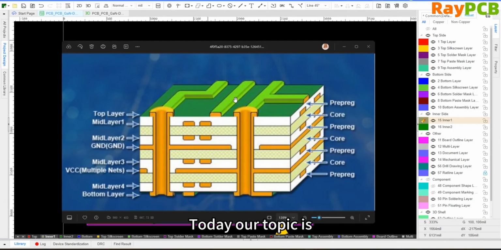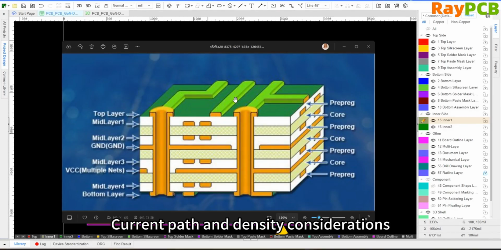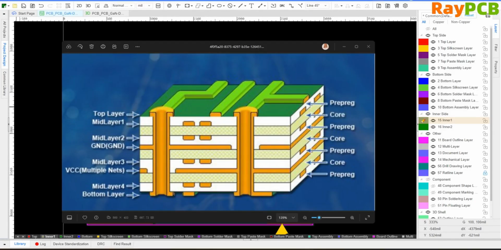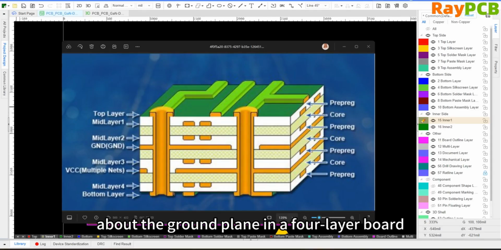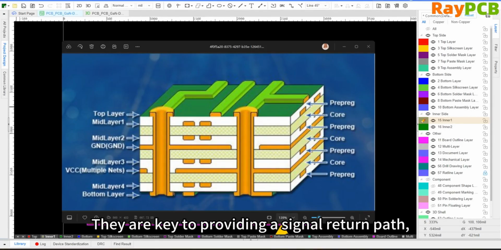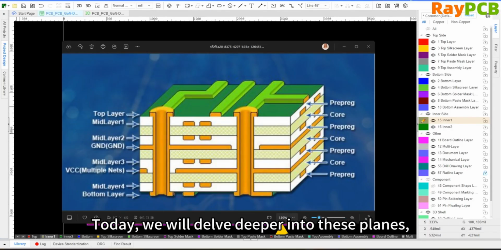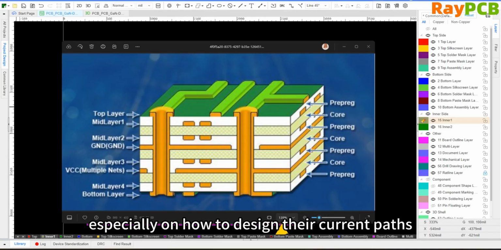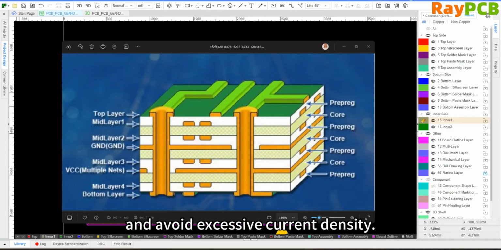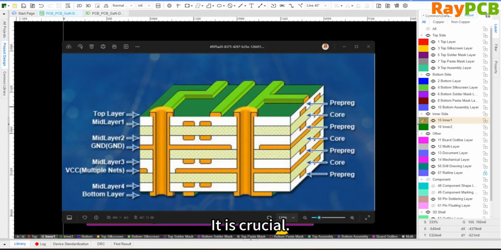Today our topic is the design of power and ground planes in 4-layer PCBs, as well as considerations for current paths and density. In previous lessons, we've already learned about the importance of ground and power planes in 4-layer boards. They provide signal return paths and are key to achieving impedance control and EMI management. Today, we will delve deeper into these planes, especially how to design their current paths and avoid excessive current density, which is crucial for ensuring power supply stability and system reliability.